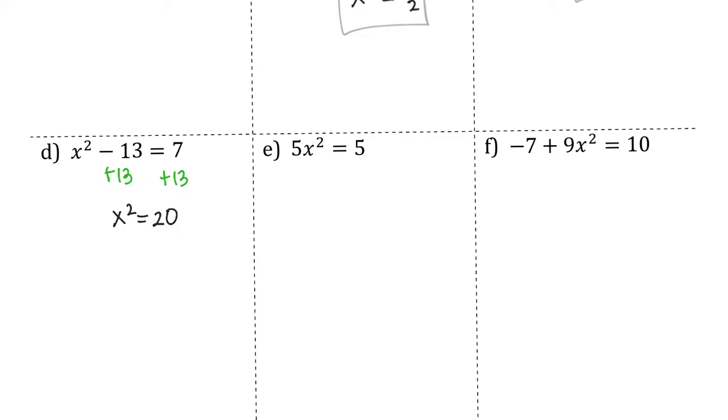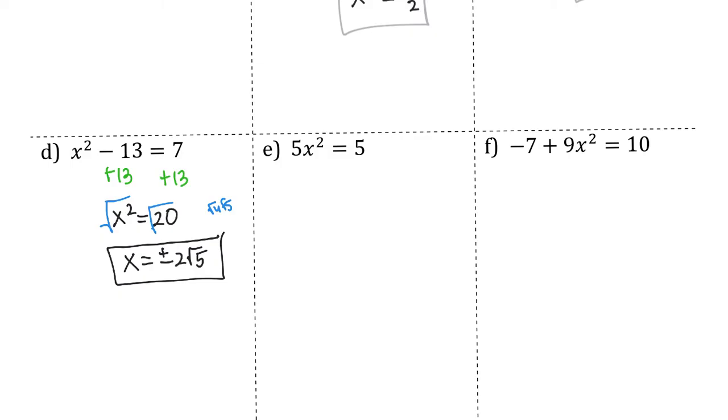Okay, now that the x squared is by itself, I will do square root. And I'm going to get a positive and a negative answer because of the squared. Square root 20 is irrational. Does it simplify? Well, I could do 4 and 5, so I can make it positive and negative 2 square root 5, and those are my two answers.